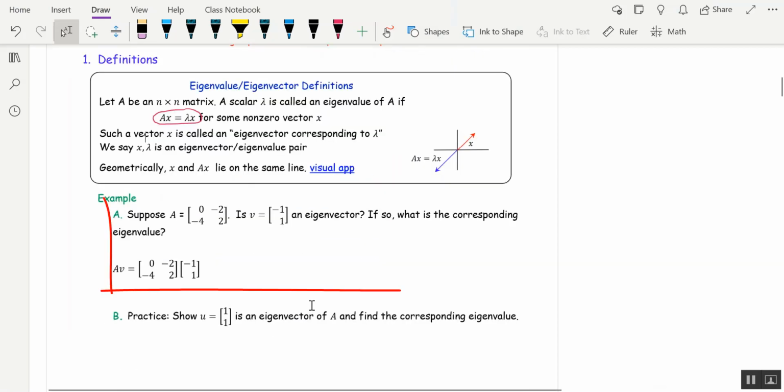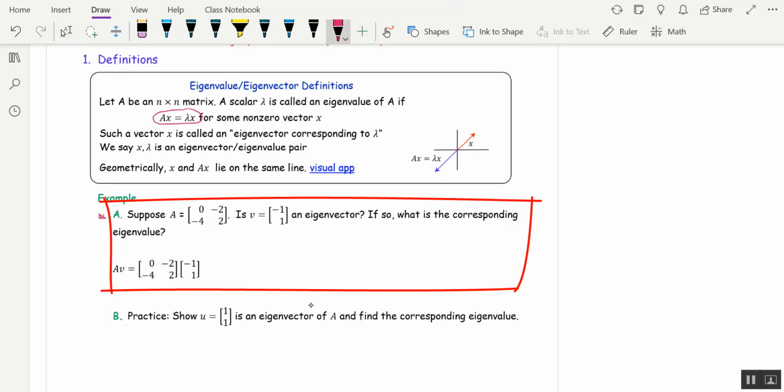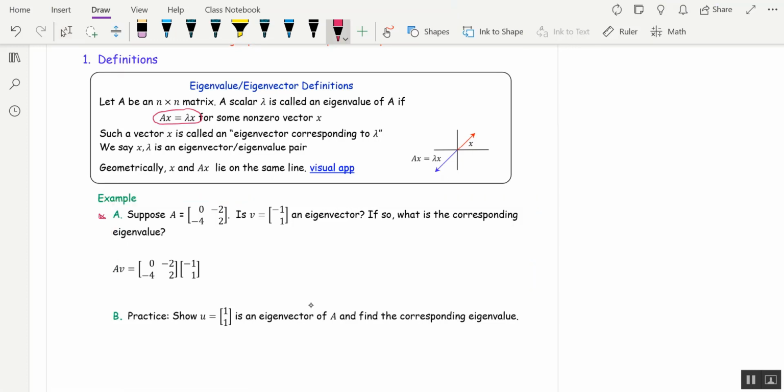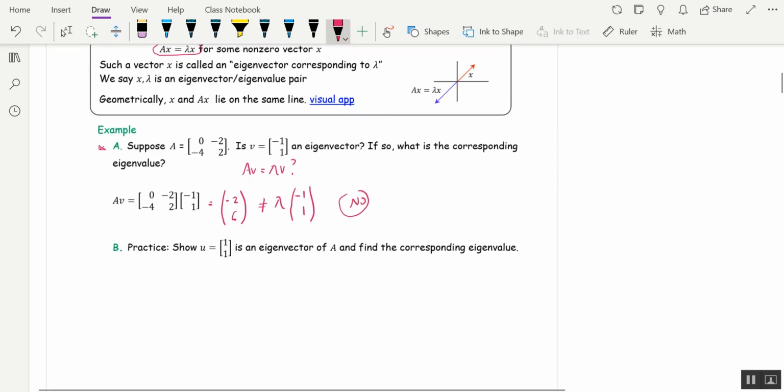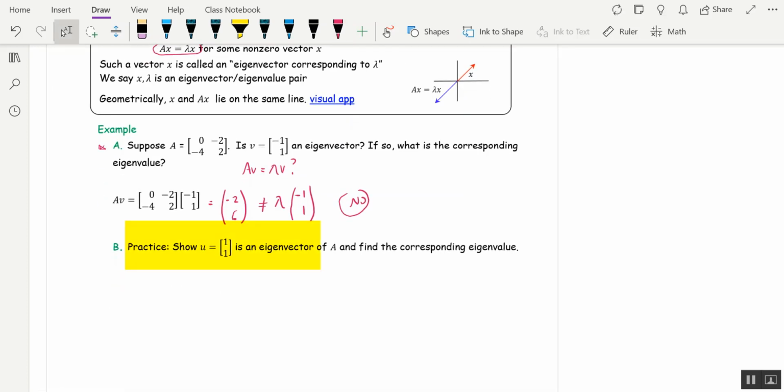Suppose we're given a matrix A and a vector v, and we want to know if v is an eigenvector. Well, that's a pretty simple computation. We want to know, is Av equal to lambda v for some lambda? So we can just do the computation here. I multiply this out and I get negative 2, 6. Well, no, that's not equal to lambda times negative 1, 1 for any number lambda. So no, okay? So you guys can show that u here is an eigenvector of A and find the corresponding eigenvalue. Pause the video and try that out.